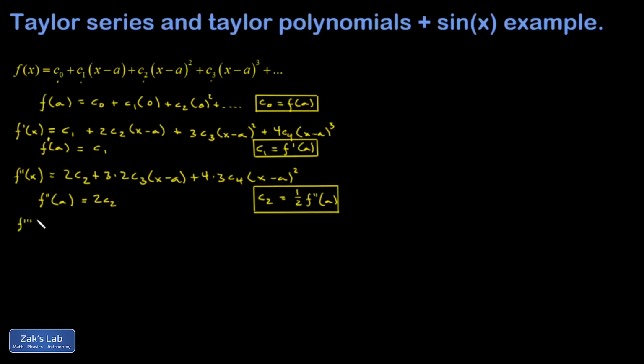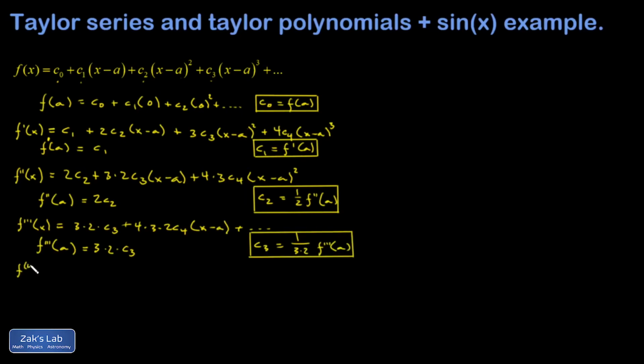Continuing on to the third derivative, I get 3 times 2 times c3 plus 4 times 3 times 2c4 times x minus a plus other terms that have x minus a's in them. Evaluating that at x equals a, every term vanishes except for the constant out in front. That gives me 3 times 2 times c3, and I end up with c3 equals 1 over 3 times 2 f triple prime of a.